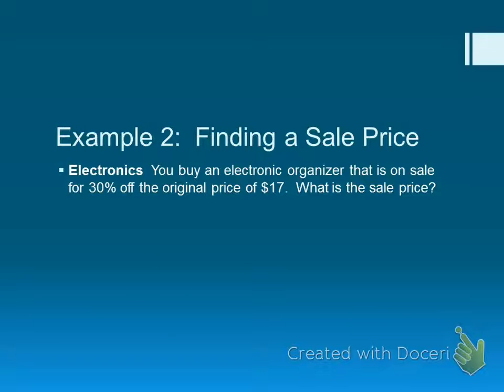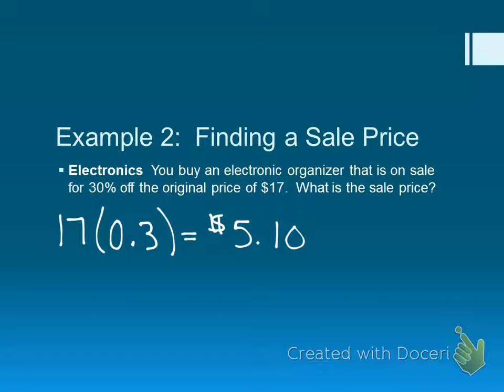Now it's 30% off, and the original price was $17. What is the sale price? All right, so what's my first step? 17 times what? 0.3. Very good. I changed my percent to a decimal. 17 times 0.3 gives me how much? $5.10. So that's my answer? That's how much I paid? What do I need to do now?